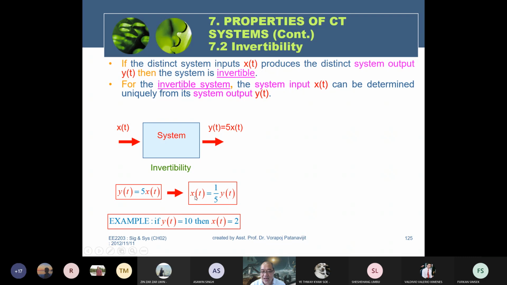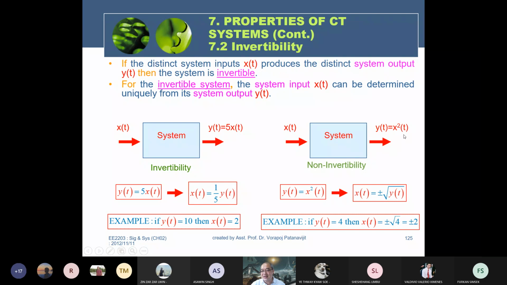For example, here x(t) can be written in terms of y. For this case, x(t) equals y(t) divided by 5 clearly. If you change x, y will be changed too, or if you change y, x will be changed too.